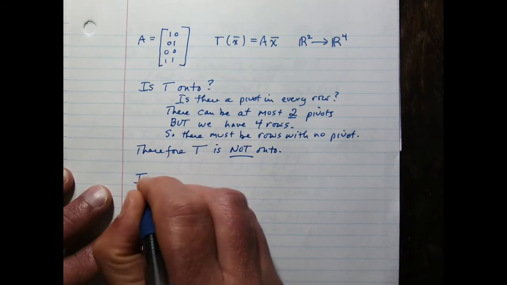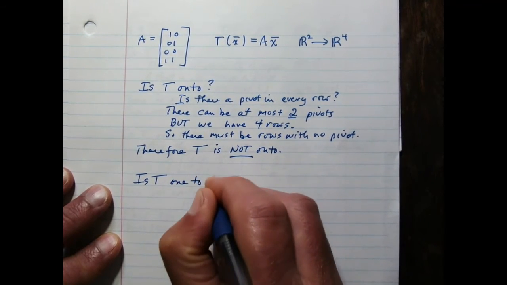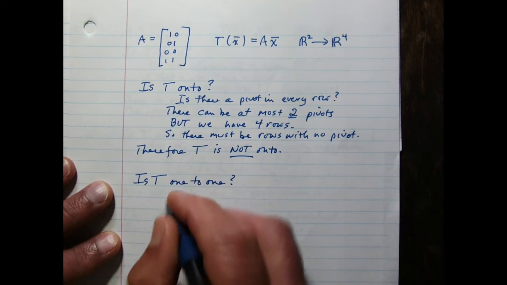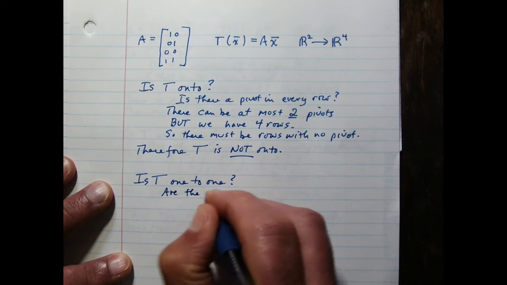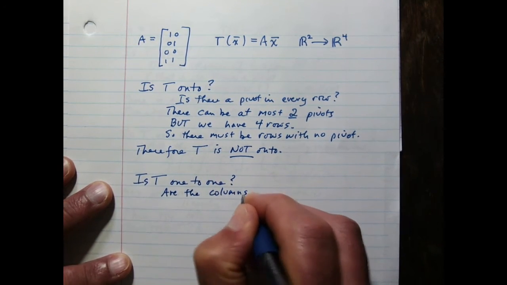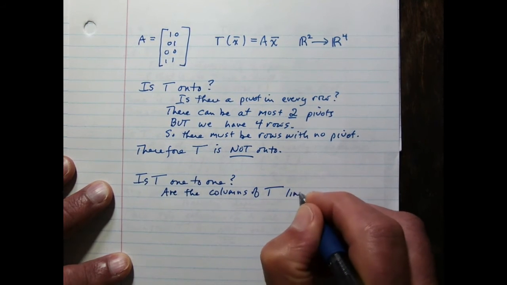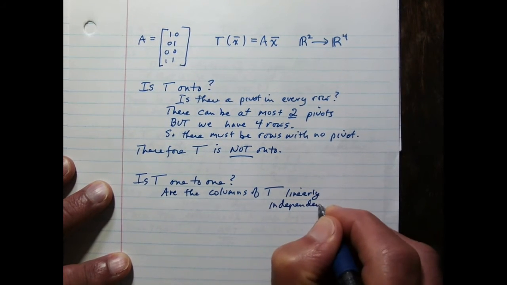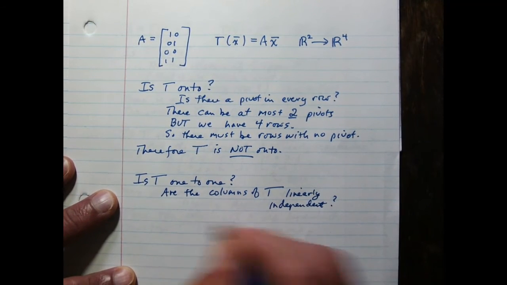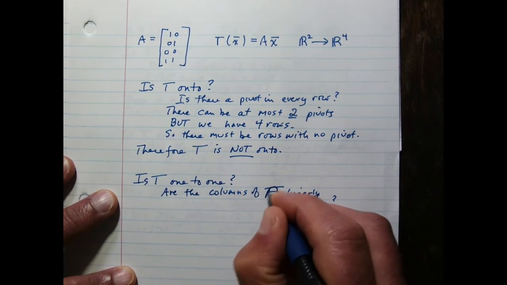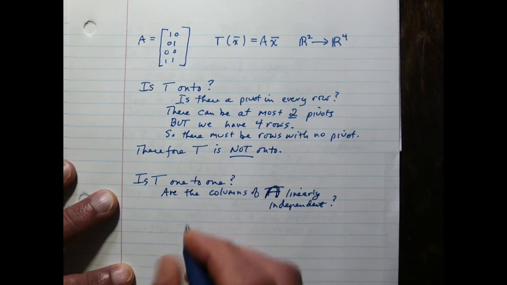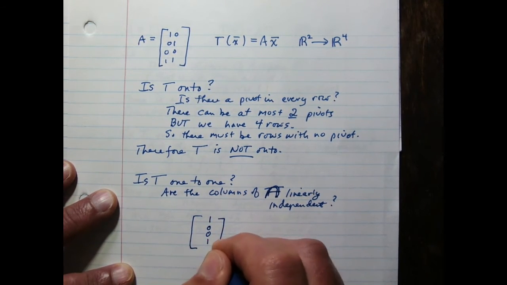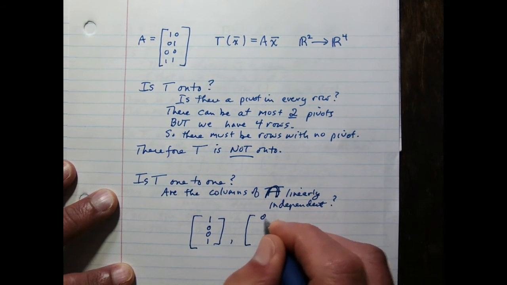Is T one-to-one? So we're going to ask ourselves, are the columns of our matrix A linearly independent? Well, we got 2 columns. We got 1 0 0 1, and we have 0 1 0 1.